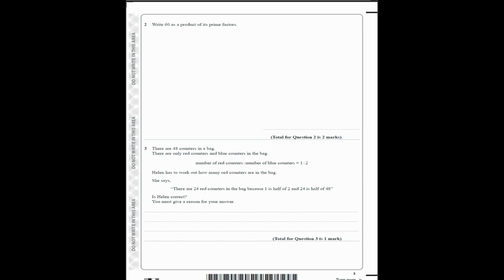Okay, coming to question number 2. Write 60 as a product of its prime factors. First we write 60 over there, and then we all know that 2 times 30 is 60. 2 is the smallest prime number, so you divide 60 by 2. Now 2 is a prime, so you cannot break it, but you can break this composite number 30 into its factors, 2 times 15. Now if I break 15 into 2 factors, it has to be 3 times 5.